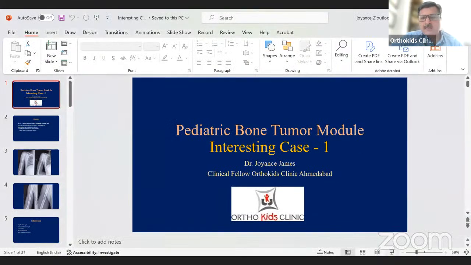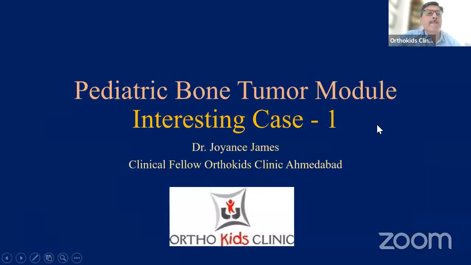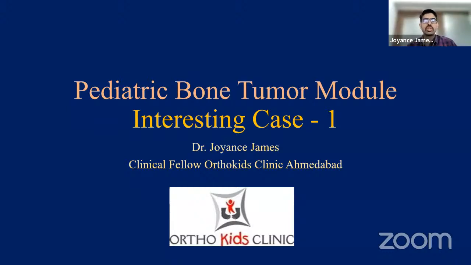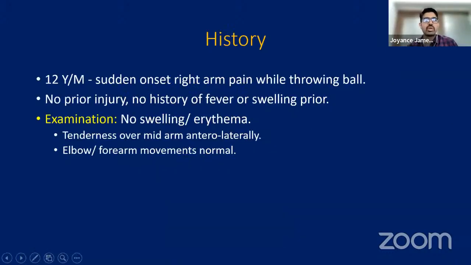Now, these are the cases which baffled us, and we would like to present them and take your opinion. Then we will show what we did and what we found. So I'll start with the first case. We had a 12-year-old boy. He presented to us with a sudden onset of right arm pain, which started after he was playing. He was throwing a ball, and the pain started. There was no prior injury, no prior history of fever or swelling prior to the onset of pain.